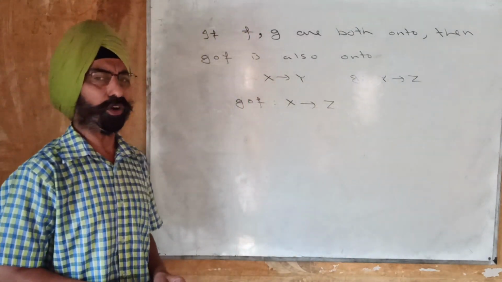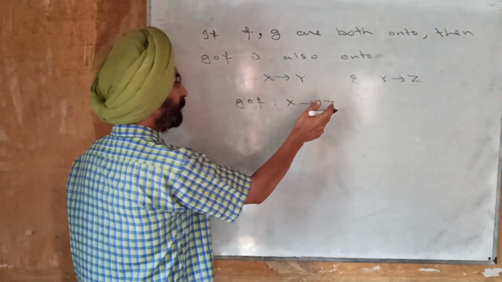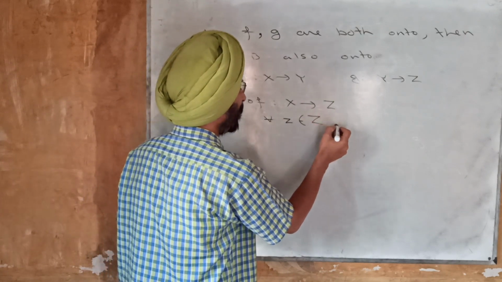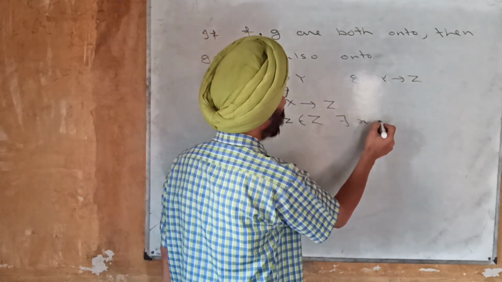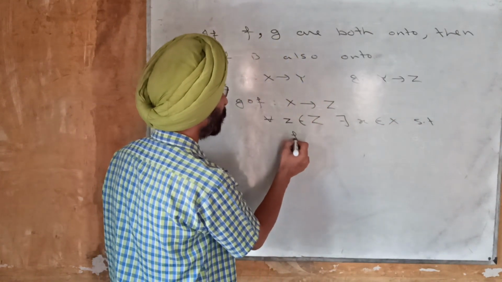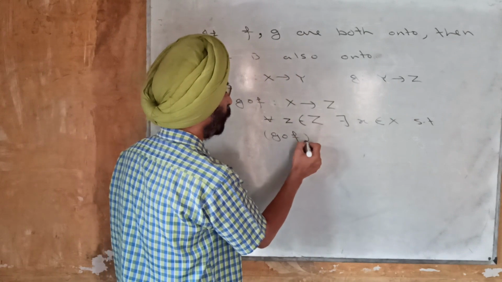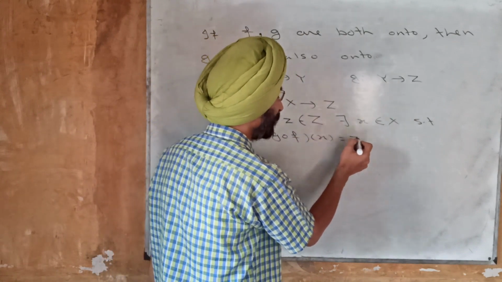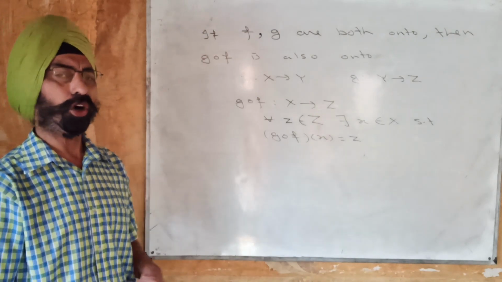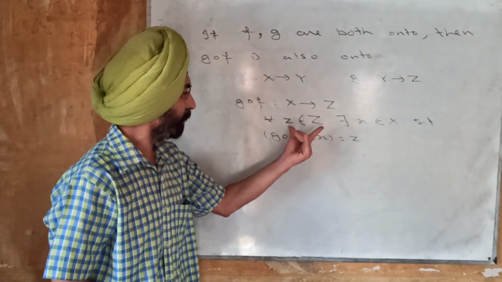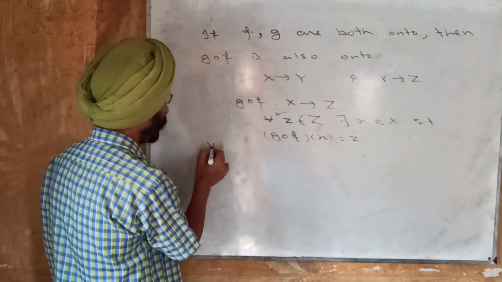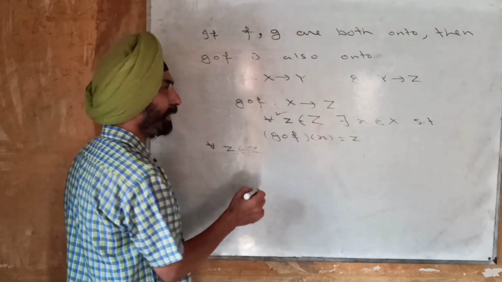What we have to find is, for every z in z there exists some x in x such that f composite g of x is equal to z. That is what we are to establish to make this function onto. So we start with, for every z belonging to z.